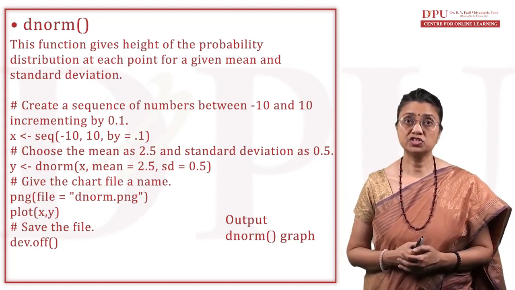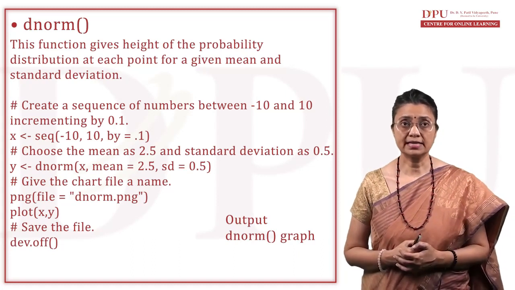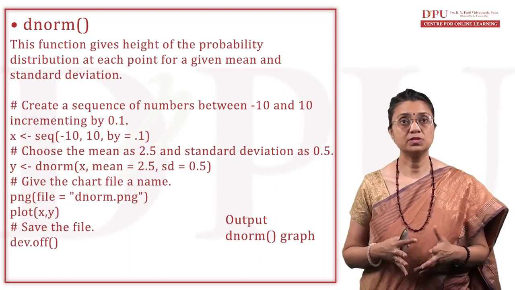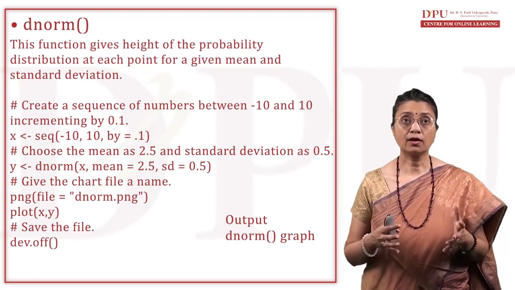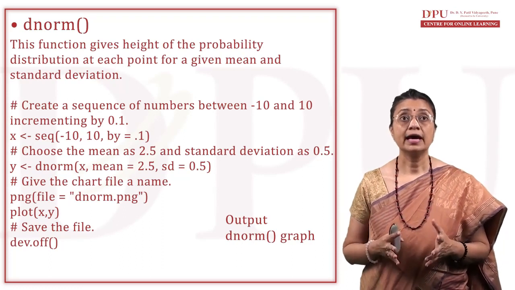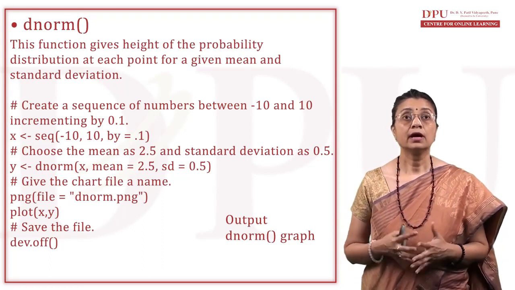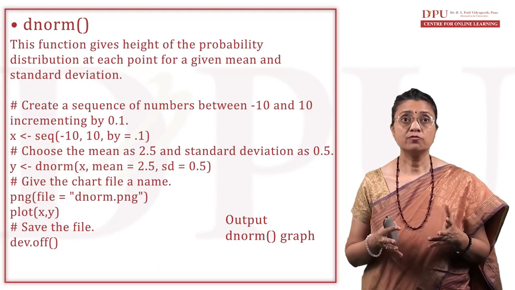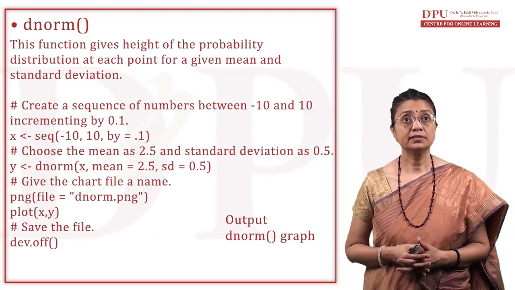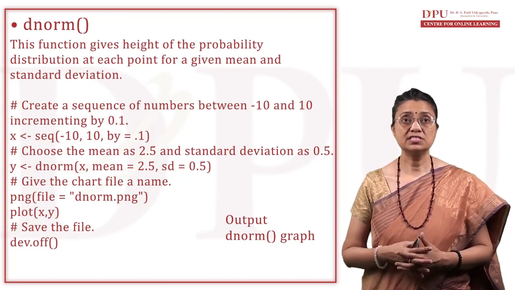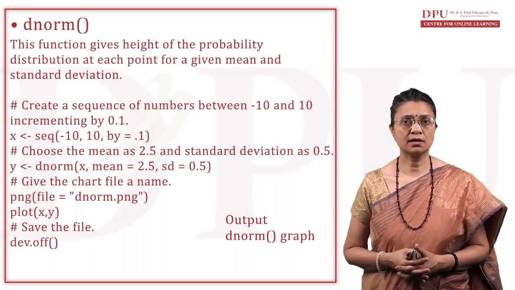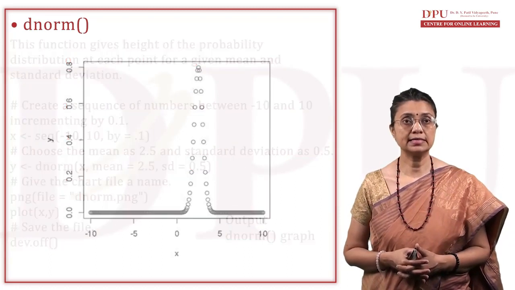Now, I give the chart file a name. As I can see, I'm calling the png function and giving my chart file a name dnorm.png. I call the plot function and I pass x, y as two variables. X is my sequence and y is my details about the normal probability distribution. We can see we save the file with the function dev.off, and now there is a graph which is plotted on the right hand side.